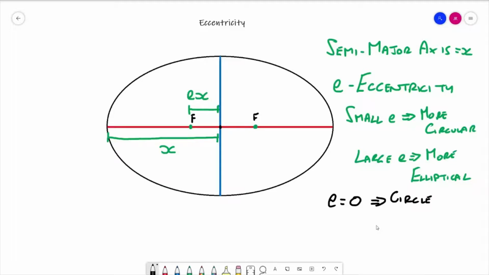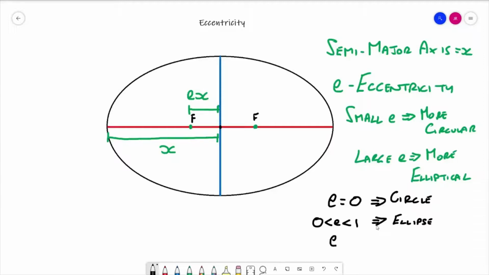Obviously, when we get greater than 0, and if we keep it less than 1, those are our conditions for an ellipse. So for an ellipse, the eccentricity has to be between, and you notice the use of my inequalities here as well, has to be between but not equal to 0 or 1. What that does is it keeps our line e times x less than x, which is the semi-major axis in the first place.